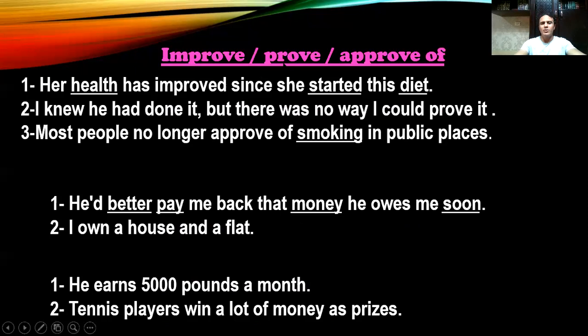But prove means what? Give a proof or give evidence that something is right. Okay, بمعنى يثبت. Approve of means accept or agree to something. Like the example here, her health has improved since she started this diet. Okay, improved here means become better. يعني صحتها بدأت تتحسن.